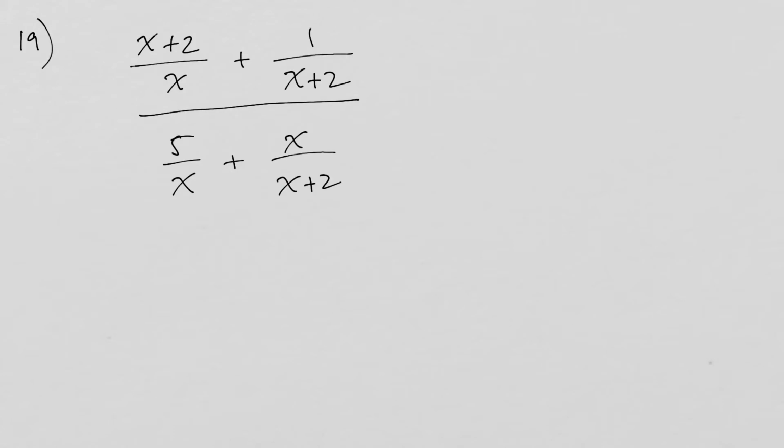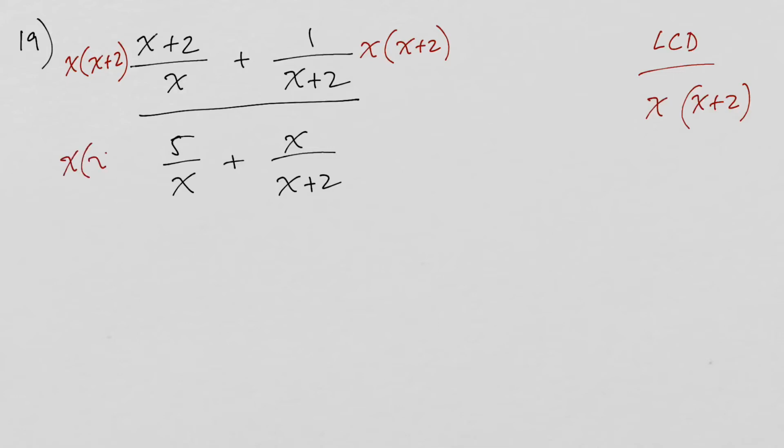Okay, in this problem I have 2 fractions in the numerator and 2 fractions in the denominator. The LCD, well, the only 2 denominators are x and x plus 2. So the LCD is the product of those. So I'm going to take that and multiply it by each one of the fractions. And then I'm going to start canceling. In this first fraction, x cancels. In the next one, x plus 2 cancels. In this, the 5 cancels. And in this one, x plus 2 cancels.